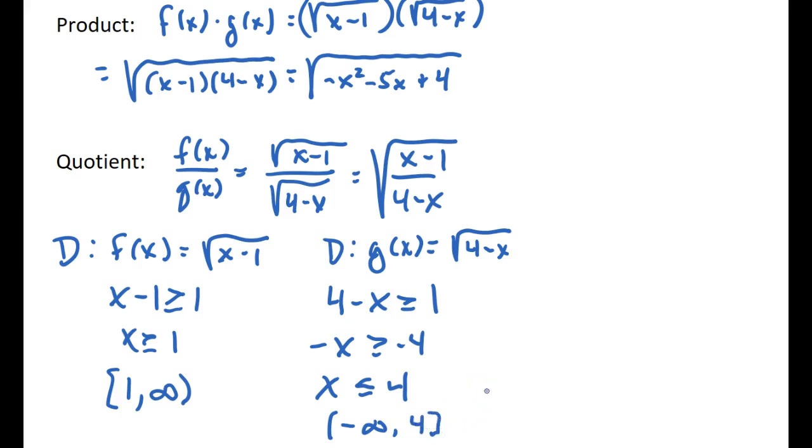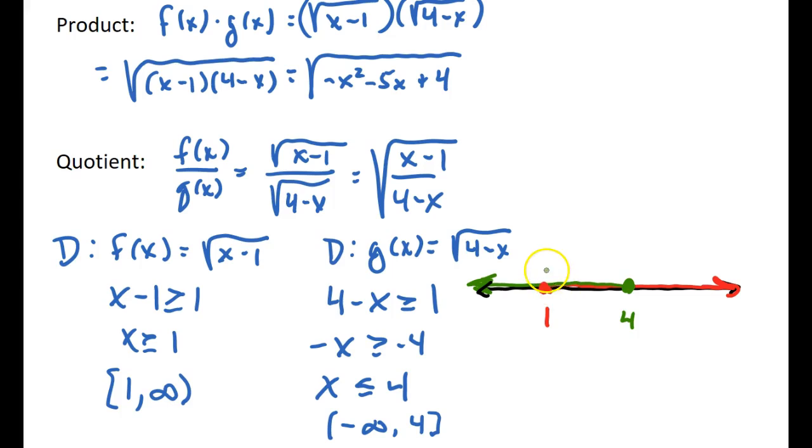Okay, so what is the domain when we add and subtract and all that stuff? Well, it's going to be whatever numbers work for both functions at the same time. And it might help if we do a little number line right here. Okay, so I'll do f of x in red. So that's from 1 to infinity. And I'll do g of x in green. And that's going from negative infinity to 4.